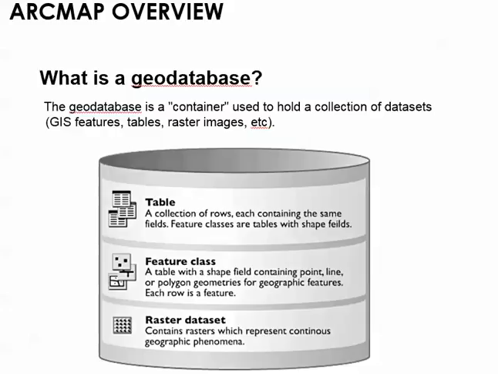And a geodatabase can also contain raster data sets. So raster data is, again, a grid of square cells. Each cell represents something about the geography. So if it is a digital terrain model raster, each cell would represent a height value. Or if it's aerial photography, so just imagery, each cell would represent an RGB value, a color value.